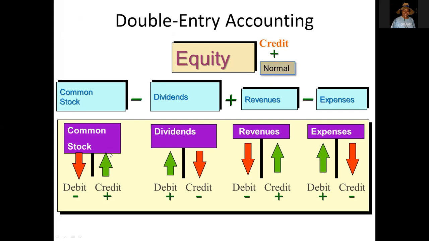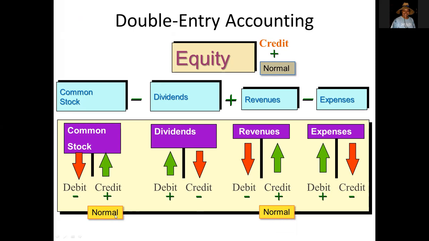So common stock is going to increase equity, so you would expect that to be a credit balance. Dividends decrease equity. Remember, equity in total is normally a credit balance. And we just said common stock, money coming in from shareholders, is going to increase equity. That's got to be a credit balance coming in. Dividends is money going out to the shareholder. Oh, I'm sorry, I'm jumping the gun here. Revenues are also like common stock, they increase equity. Remember, those are the two components that will increase your equity balance.